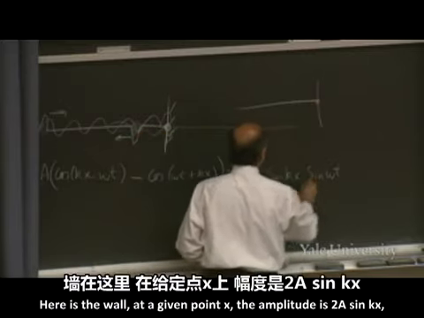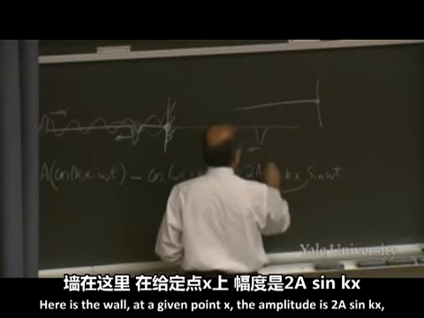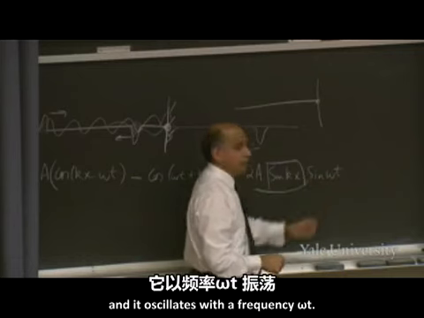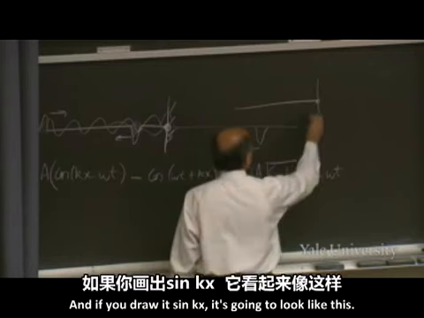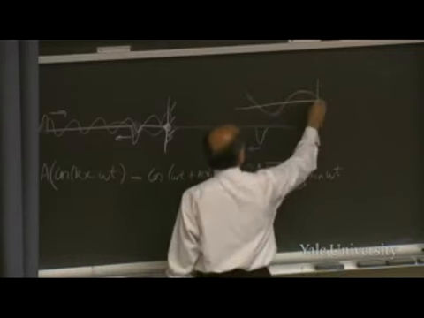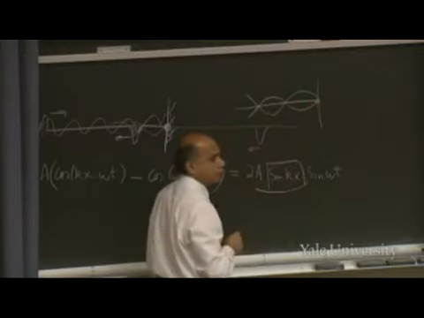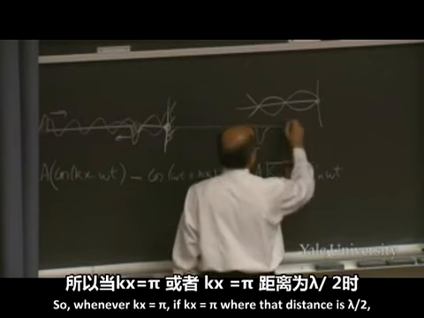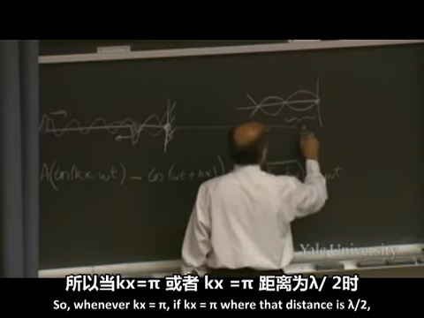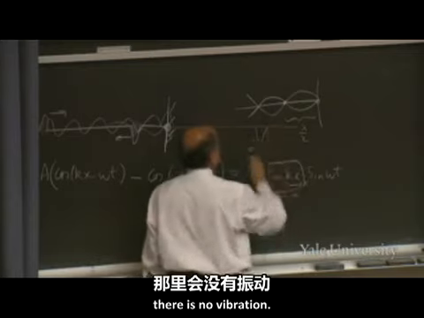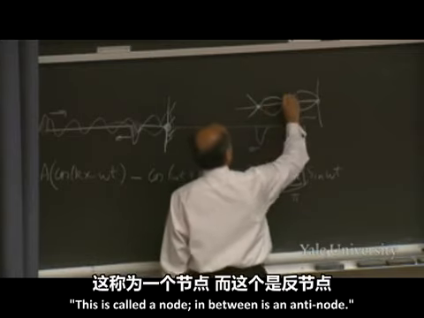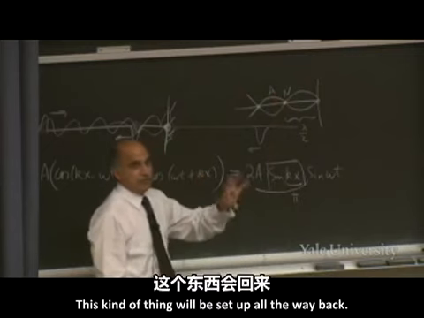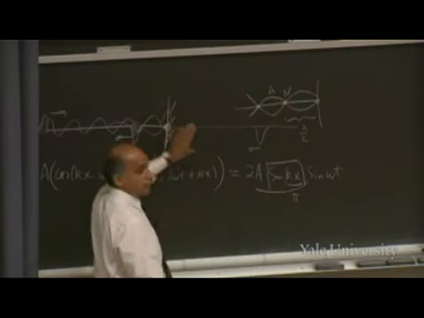Here is a wall. At a given point x, the amplitude is 2a sin kx, and it oscillates with the frequency omega t. And if you draw sin kx, it's going to look like this. So whenever kx is equal to pi, when that distance is lambda over 2, there is no vibration. There is no vibration. This is called a node. In between is an antinode. This kind of thing will be set up all the way back.